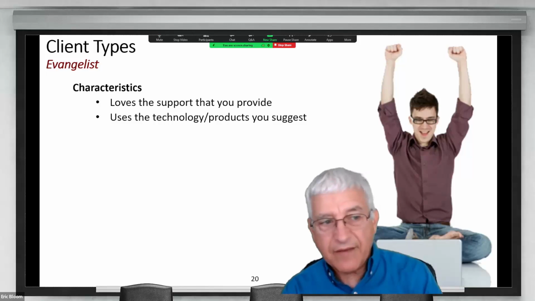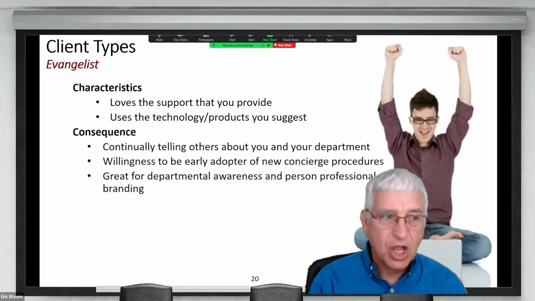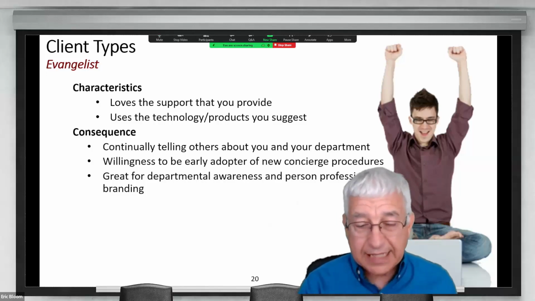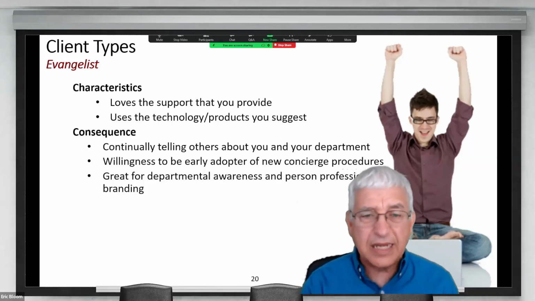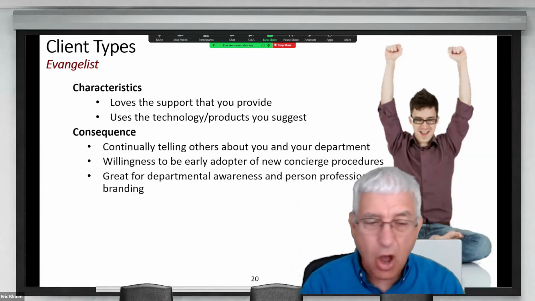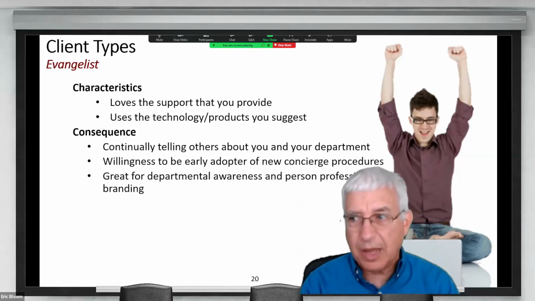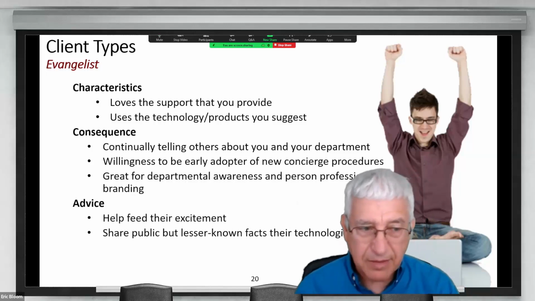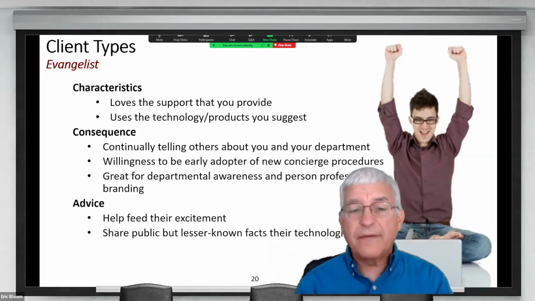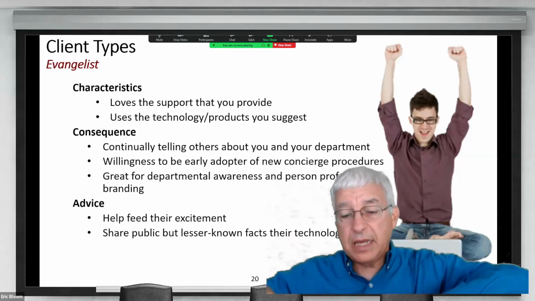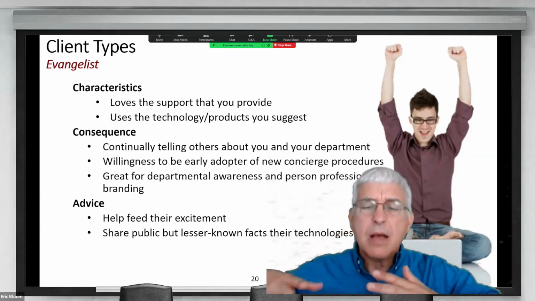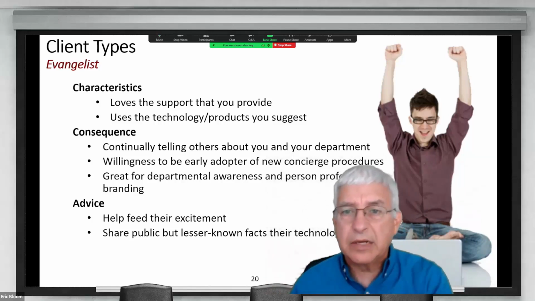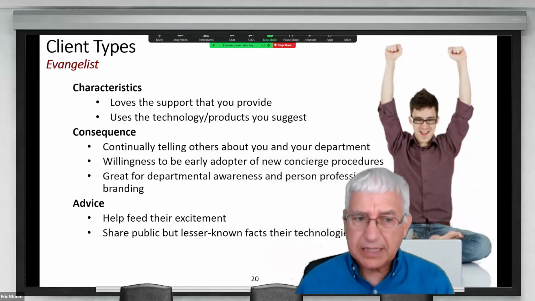Characteristics: they love IT. They love the technologies. The consequence of this is they're telling everybody how great IT is. They're trying to get you more funding. They want to get you invited to the holiday party, someone from IT showing up at your staff meeting, etc. The advice: feed their excitement. So, for example, if you have an important person, maybe they're just an individual contributor, but very much not only a supporter of yours, but also an influencer within their department, highly respected, etc.